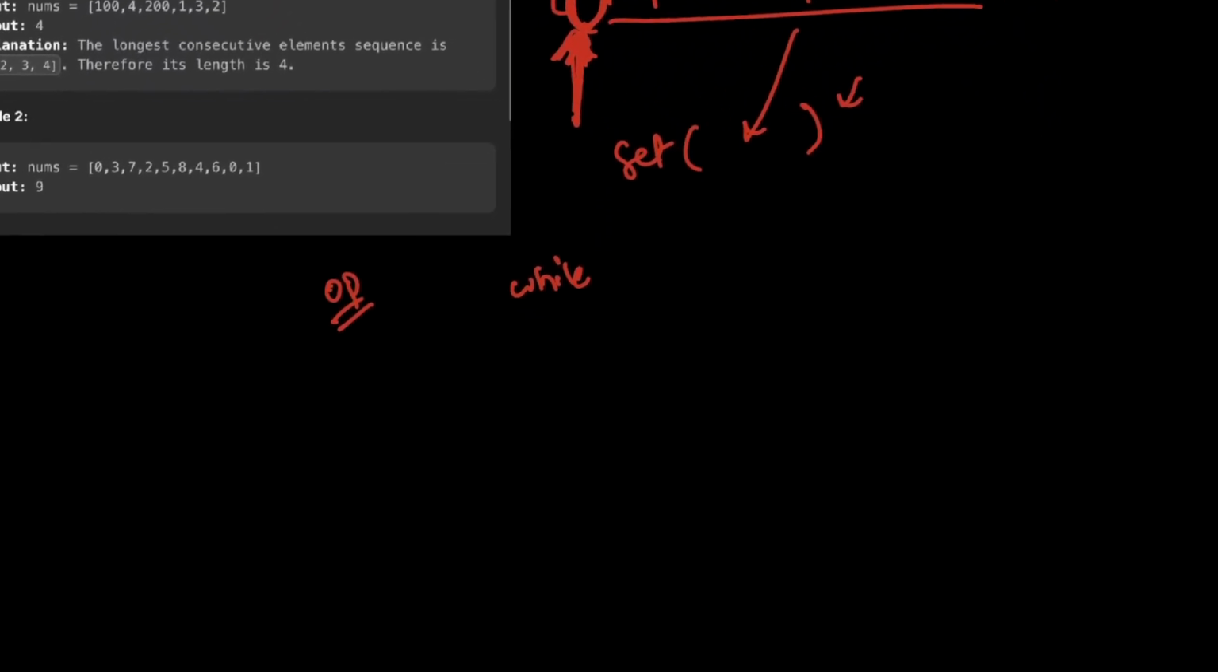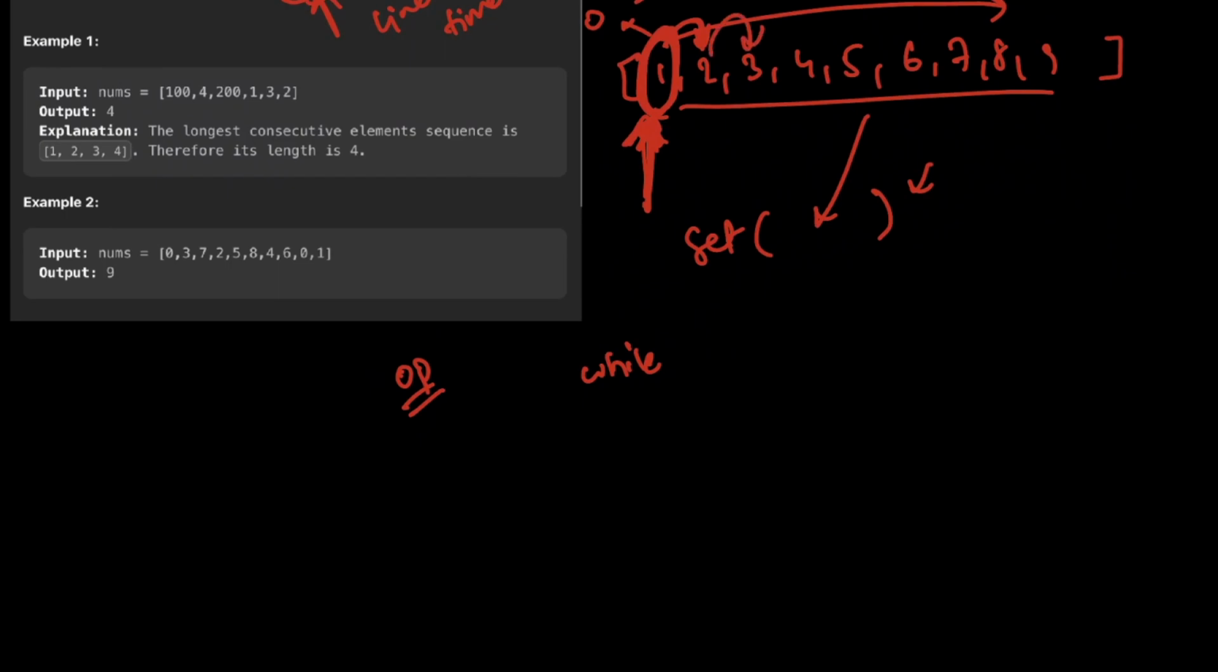Similarly, I'll check if 3 is in the set, I'd increase the output plus 1. If 4 is in there, I'd increase it to plus 2, 5 plus 3 and so on. So by doing this, I'll get an output of 9.